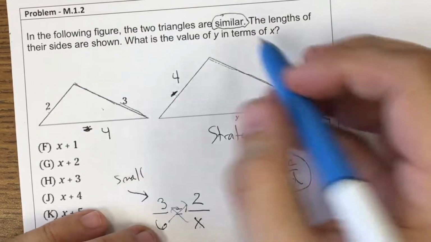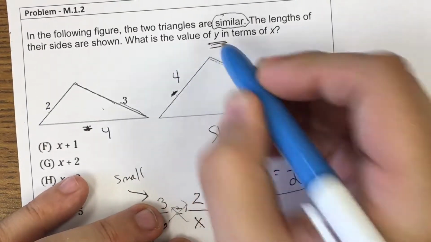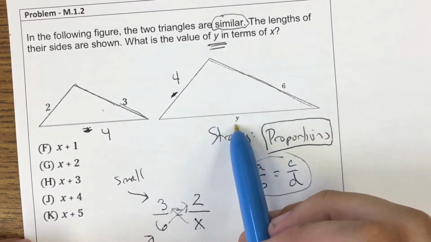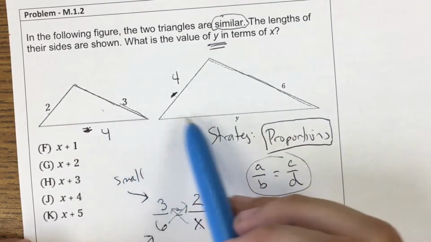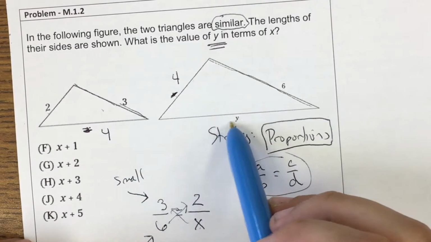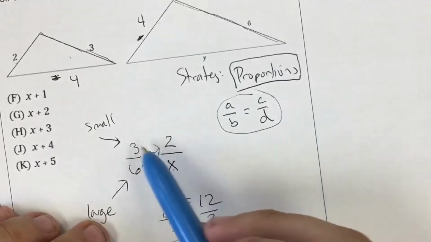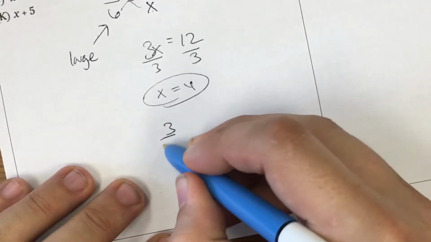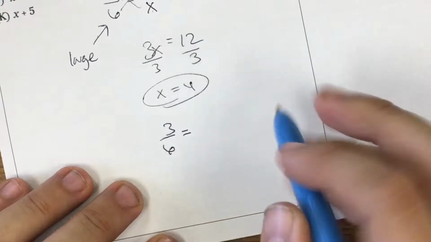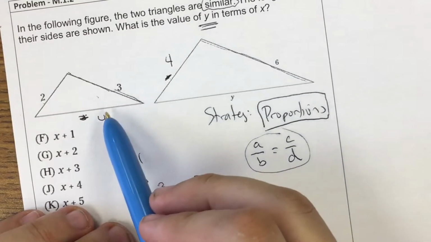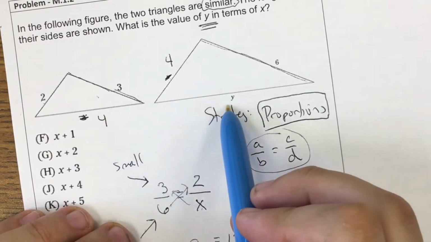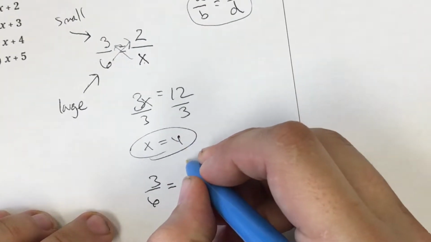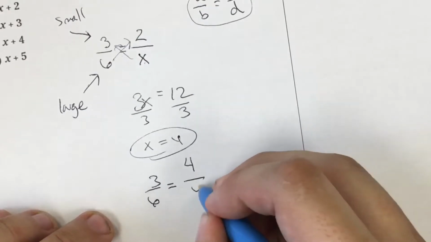And now, since the question is asking me what is the value of y, I need to set up another proportion that includes y. Now I have a number in the corresponding side length for y. So I'm going to go back to this ratio over here, and set up 3 over 6 is equal to, and I'm going to go back up and look at my picture. Now I have small triangle is 4, large triangle is y. And remember, small goes on the top, so I'm going to do 4 over y.